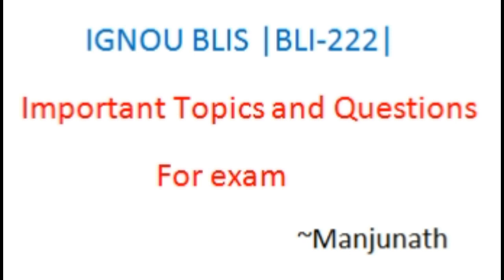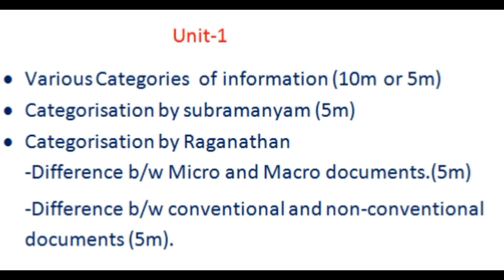So let's start. In unit 1, the various categories of information sources are given. If they ask a 10 marks question, you have to write all the various categories of information sources. Sometimes a 5 mark question on any one type of category will be asked. Next, the categorization by Subramaniam. Many times this question was asked, and also the categorization by Ranganathan, both are for 5 marks.